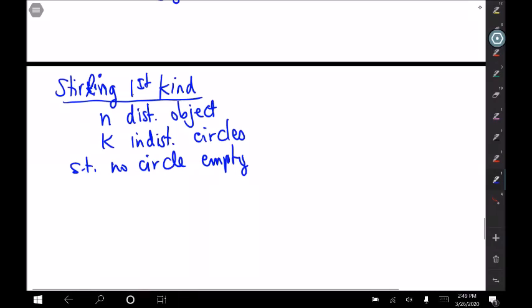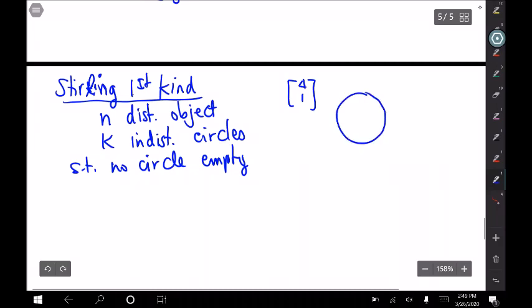Okay, let's do the case of 4 again. Let's start with 4 choose 1. How many ways can you put 4 distinguishable objects into a single circle? One way? No, we're no longer putting them into just a simple box. We are putting them into circles. Yes, 4 minus 1 factorial, which is 6 ways. So this one is a 6.